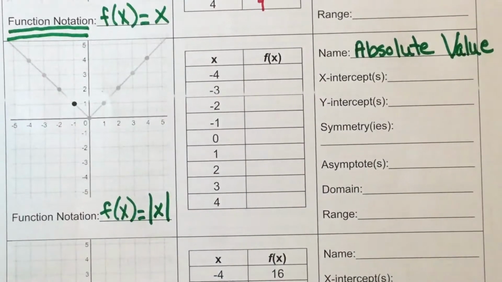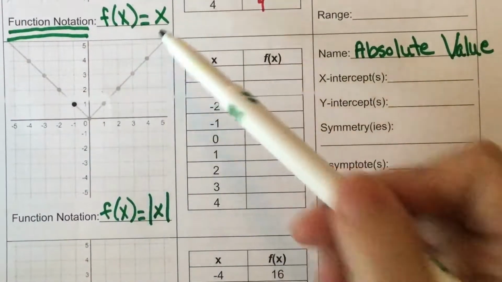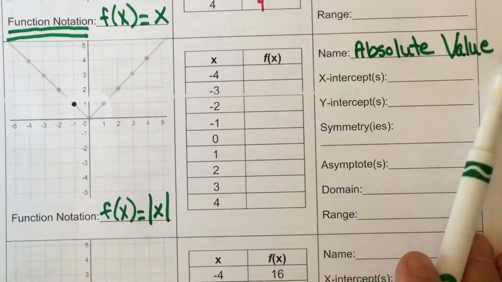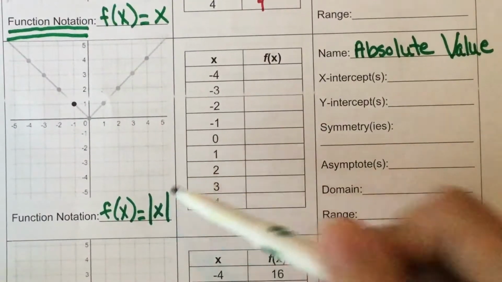Okay, so this quiz that will be coming down the road, if you see a V-shaped graph, you need to know that that's your absolute value, and the equation is f of x equals the absolute value of x.